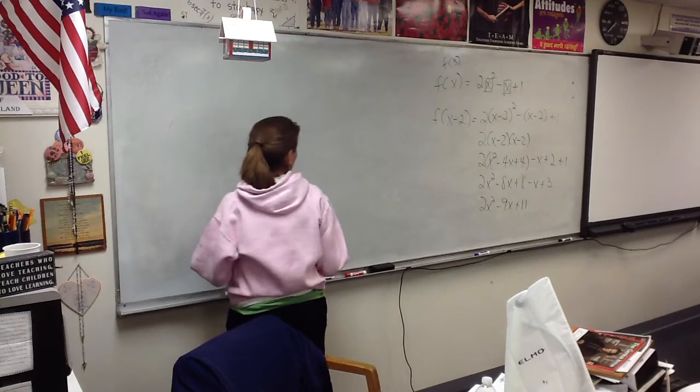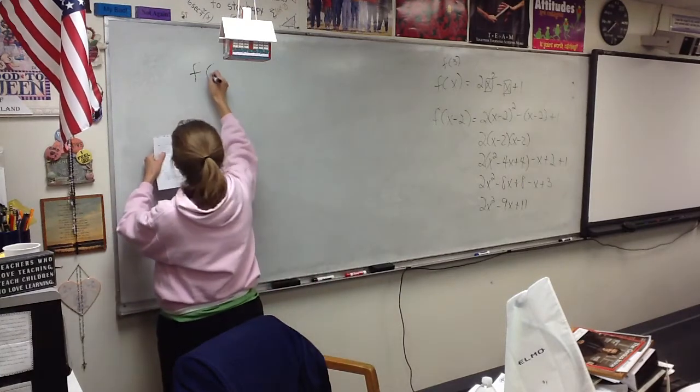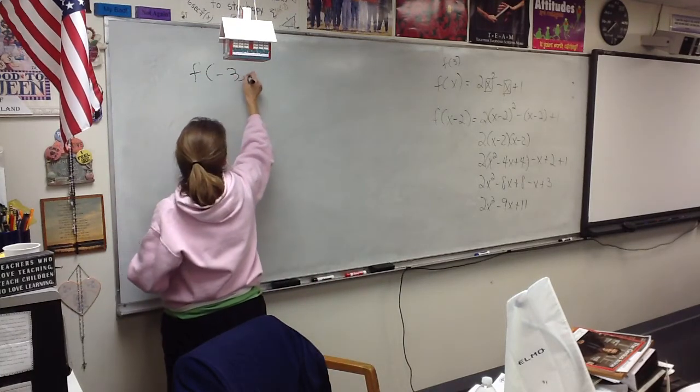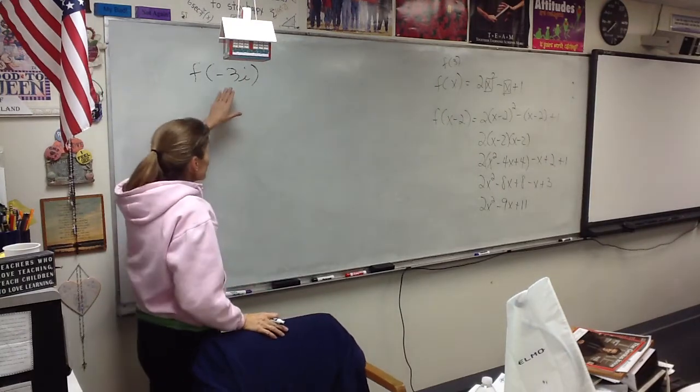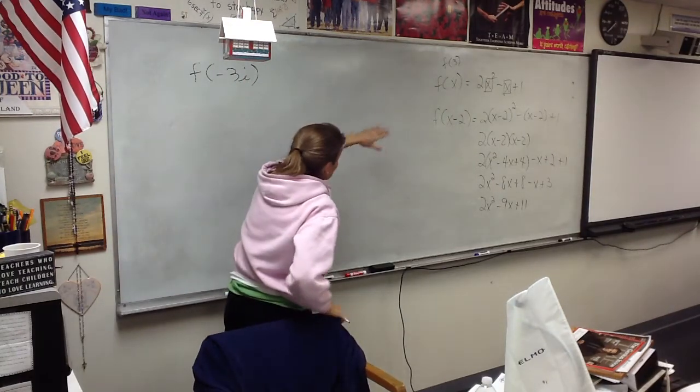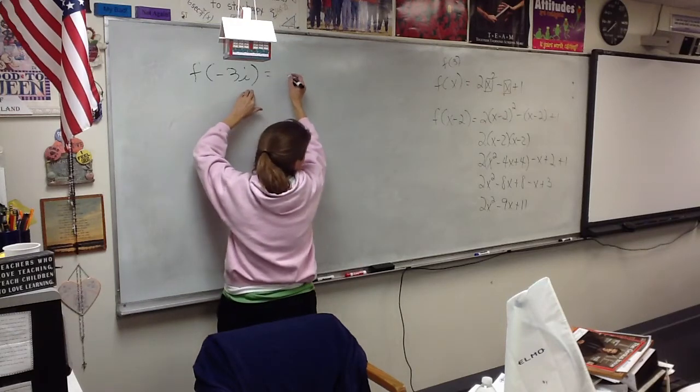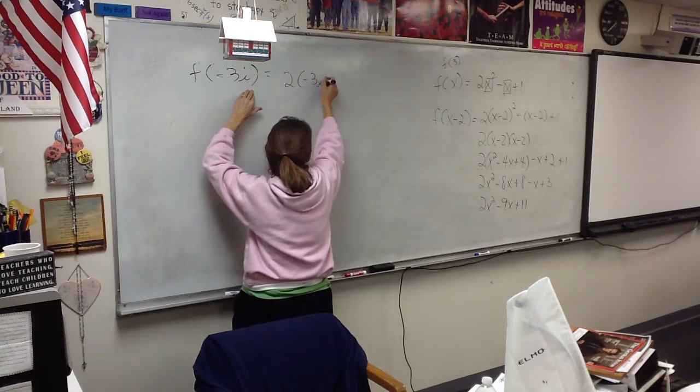Now, there's a second part to that problem. It says find f of negative 3i. Okay? So that means we're going to do exactly the same thing with the same problem, but this time we're going to take out the x's and put in negative 3i's.